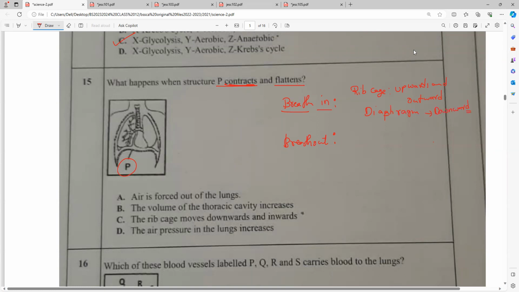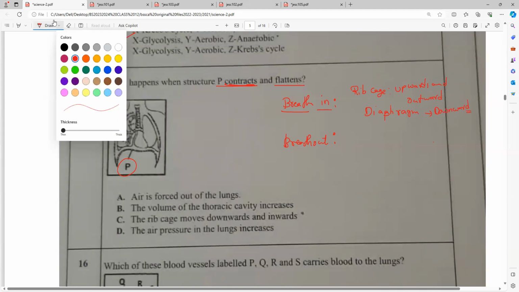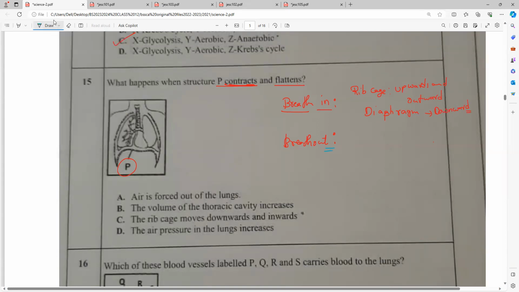Don't know, not remembering till now. So nobody is going to help you in the exams. Same way, breathe out mechanism. So rib cage moves what, guys? Breathe out mechanism. Rib cage moves downwards and as well as inwards. So by that time, what about the diaphragm? Diaphragm moves upwards. So that is the breathe out mechanism.